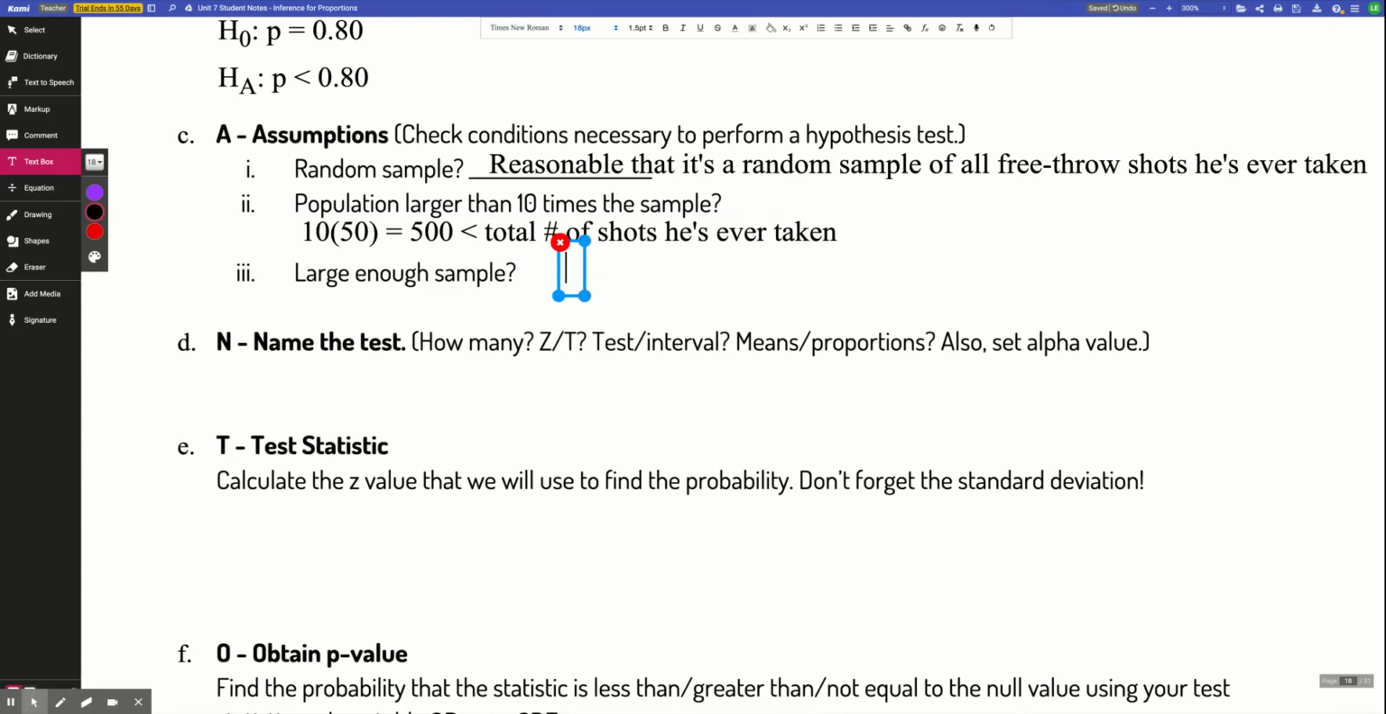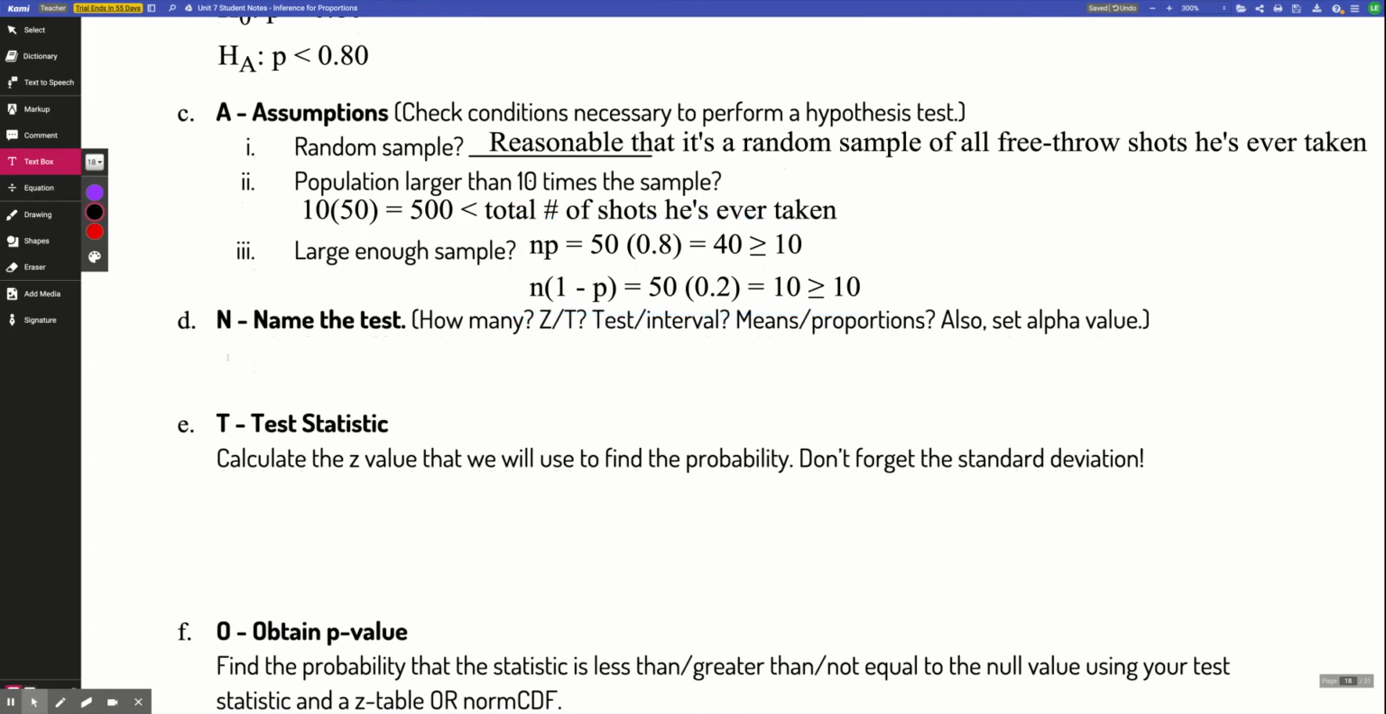So we're testing np, which is 50 times 0.8, and that's 40. So we're good there. That's greater than or equal to 10. Okay, and then we have n times 1 minus p, which is 50 times 0.2, which is exactly 10, which is still okay though, because we're testing to see if each of these is greater than or equal to 10. So we're good there. Okay, so those are our 3 assumptions.